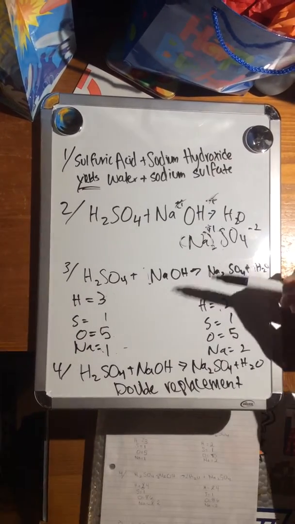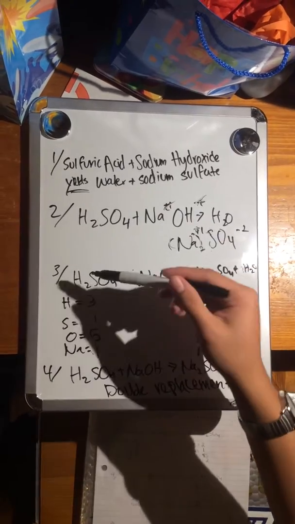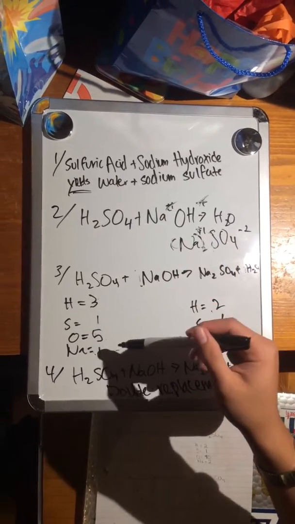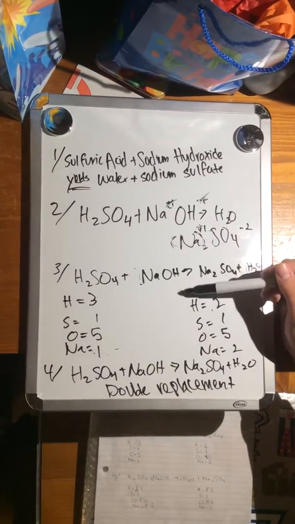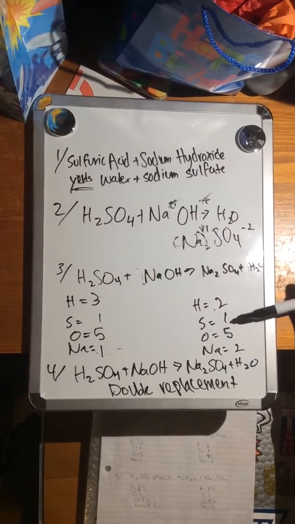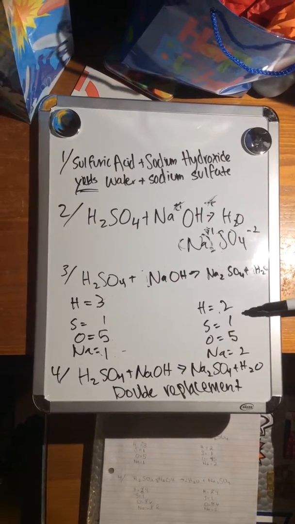You want to write down how many of each element is in the formula. So hydrogen would be 3, sulfur would be 1 on this side, oxygen would be 5 on this side, and sodium would have 1 on this side. And then the other side, the products, would have 2 hydrogens, 1 sulfur, 5 oxygens, and 2 sodiums.